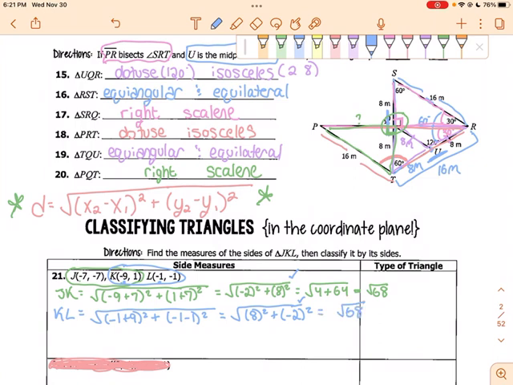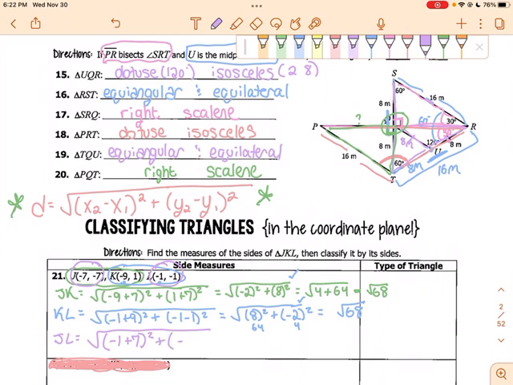Now hopefully you can see at this point that these two are exactly the same, right? So this is also going to be square root of 68 because this is 64, that's 4. So far we have two the same. So far isosceles, but we also have to check the last one, which is J and L. So now we're looking at the purples.